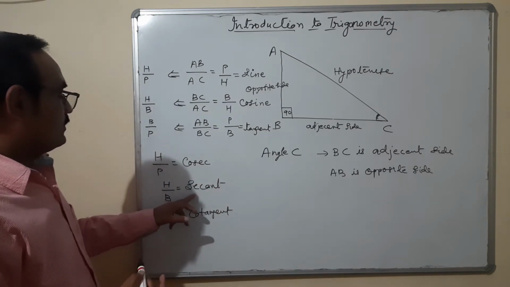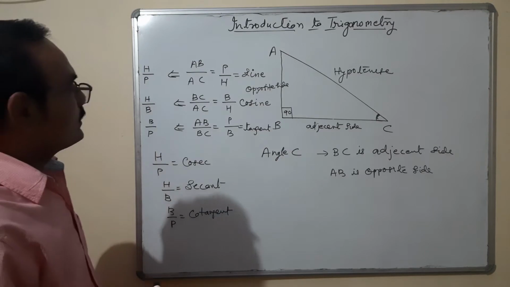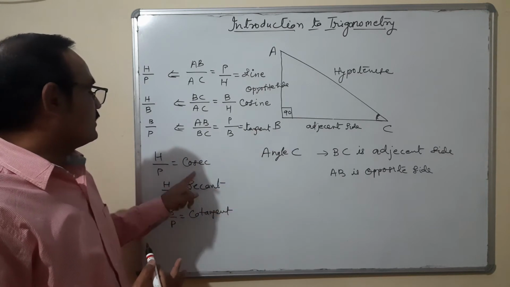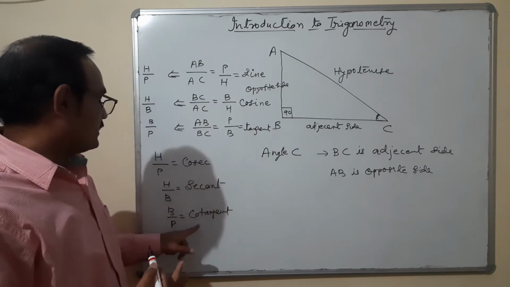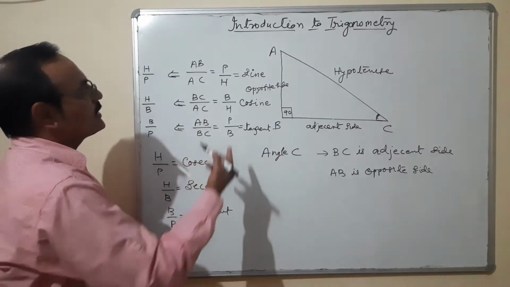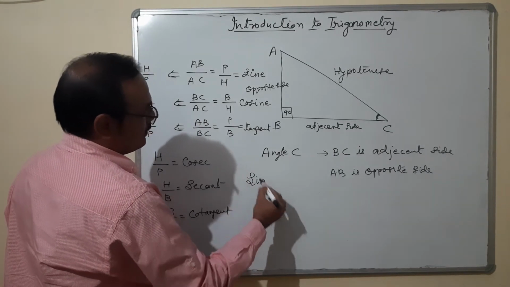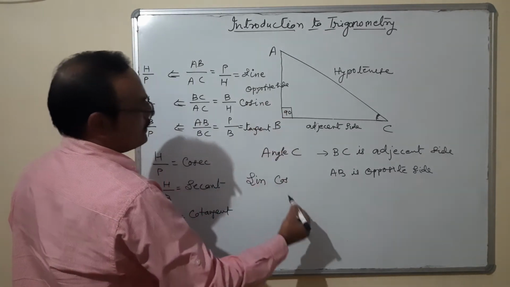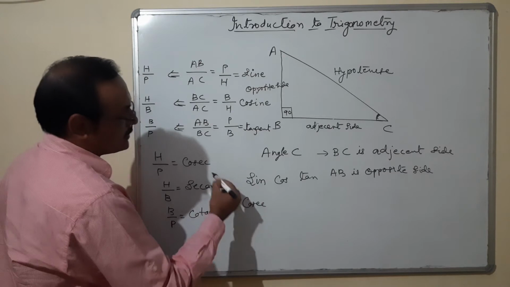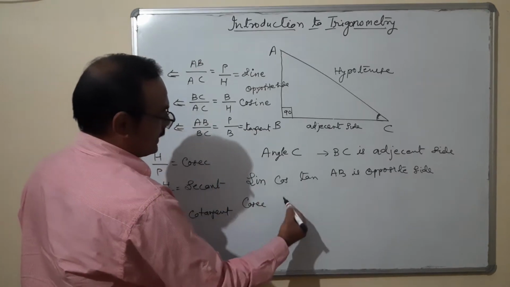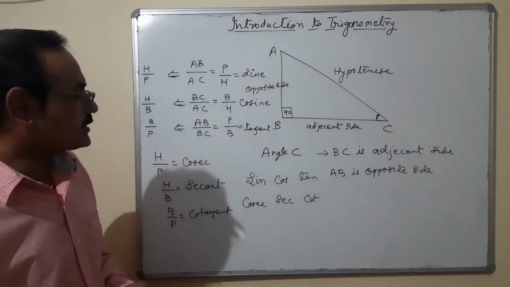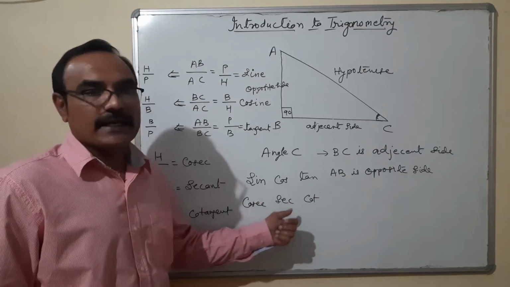Cosec, secant, cotangent. These 6 trigonometric ratios are there: sine, cosine, tangent, cosecant, secant, and cotangent. In the simple form we will use the terms sine, cos for cosine, tan for tangent, cosec for cosecant, sec for secant, and cot for cotangent. So these are 6 trigonometric ratios: sine, cos, tan, cosec, sec, cot.